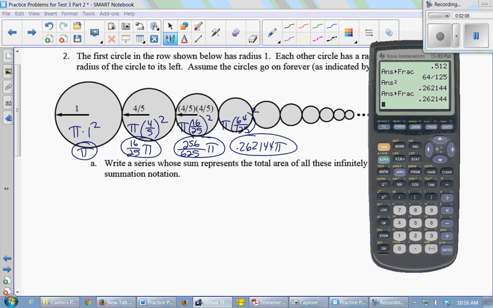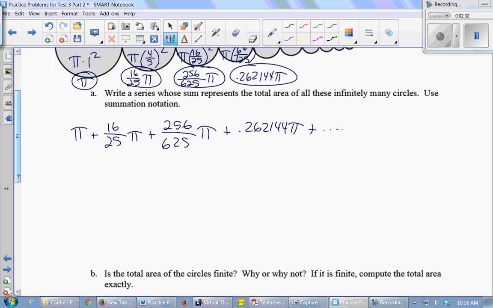Okay, so my sum, when I add up all these areas together, I have pi plus 16/25 pi plus 256 over 625 pi plus whatever that is, 0.262144 pi plus dot dot dot. All right, so this thing, it turns out, is geometric. To get from each term to the next, you multiply by 16 over 25.